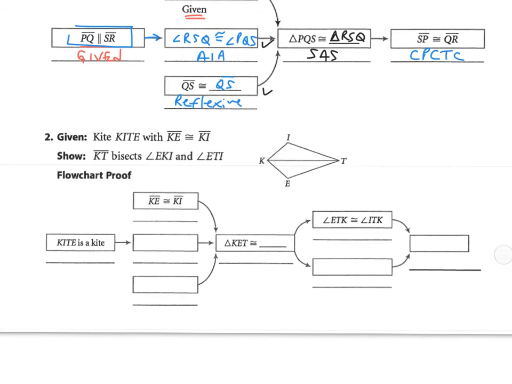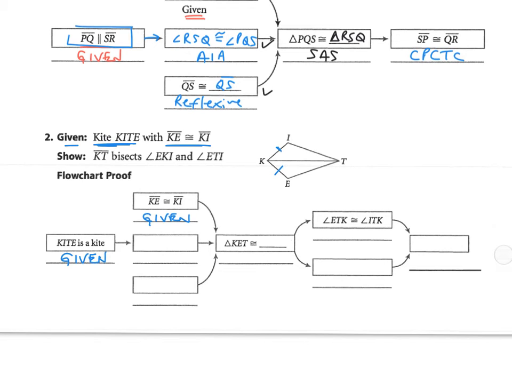All right, this one, we get to see a different concept on this one. So in this, we've got KITE is a kite. That is right here. Notice it follows the word given, so that's a given. Now, we've got to think about why they would tell us that. While I'm thinking about that, I am going to see that KE is congruent to KI. That is given, and I am going to mark that in my picture.